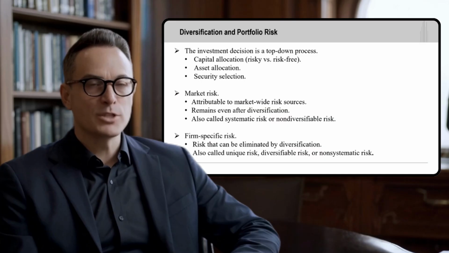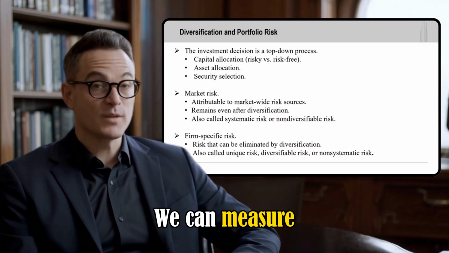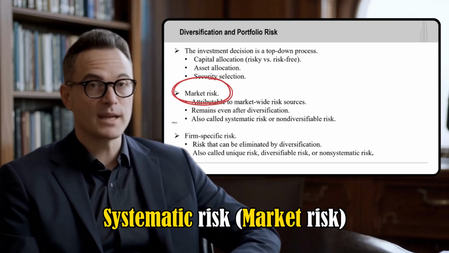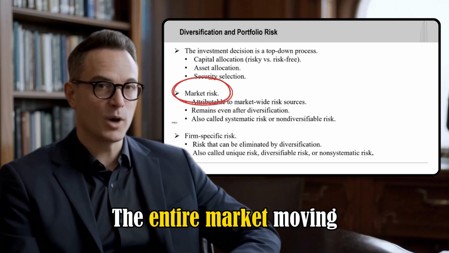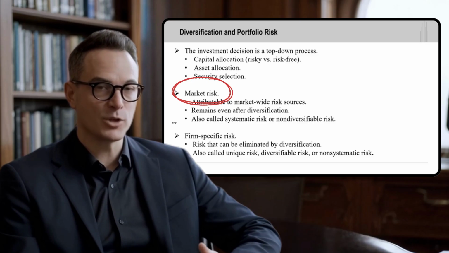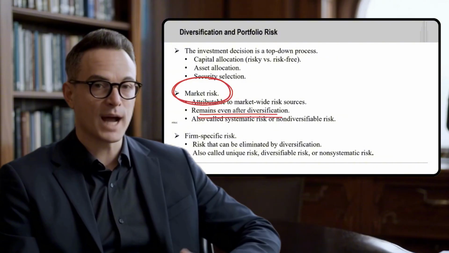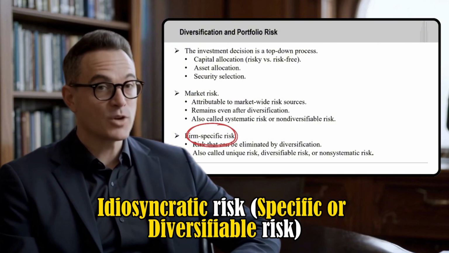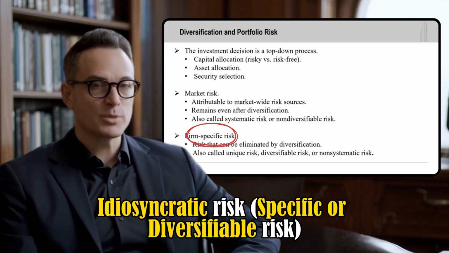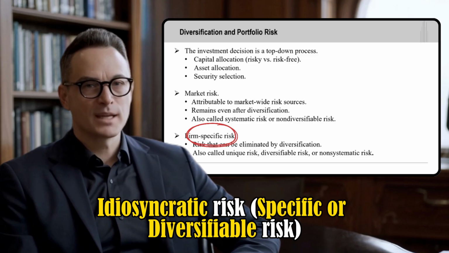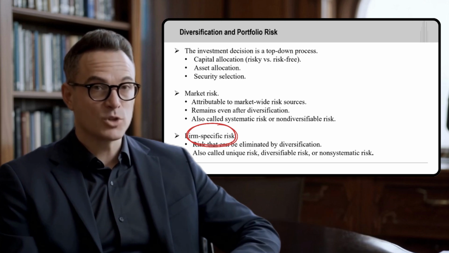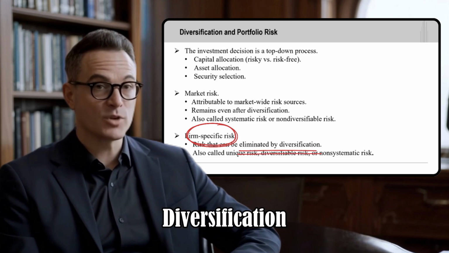In finance, risk is more than a feeling, it's something we can measure. There are two key types of risk: systematic risk or market risk. This is the risk that comes from the entire market moving, say, during a global recession or financial crisis. No matter how diversified your portfolio is, you can't escape this. Idiosyncratic risk, also called firm-specific or diversifiable risk, this is risk that's tied to one specific company or asset. The good news? You can eliminate this through diversification.